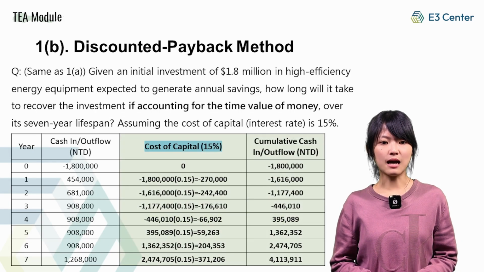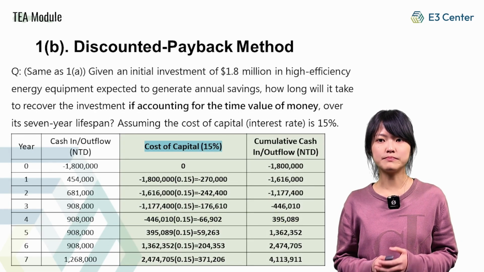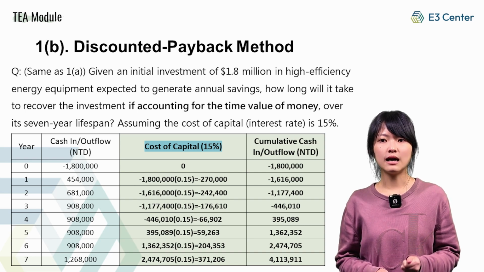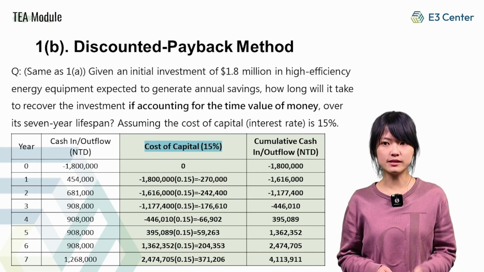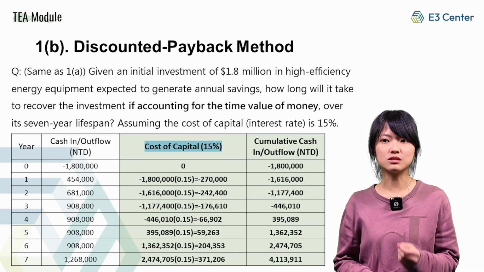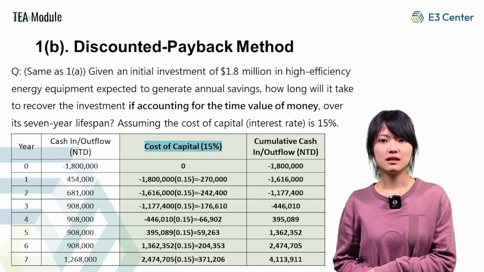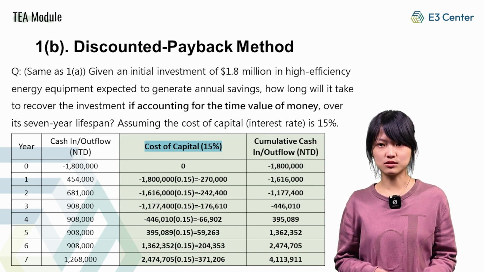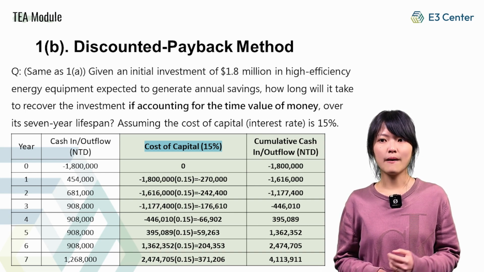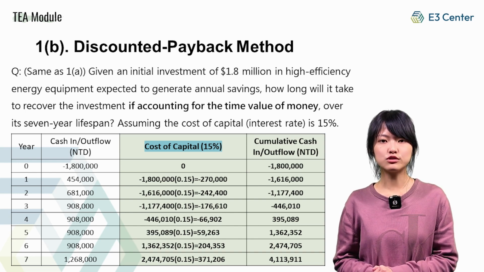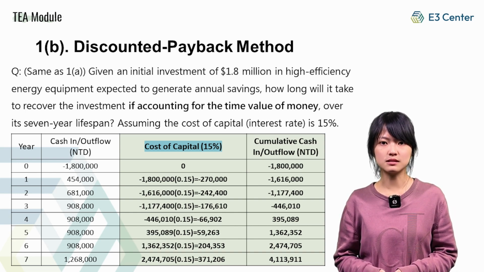So the other type is called the discounted payback method, which incorporates the time value of money and calculates the number of years needed to recover an investment with consideration to the time value of money. Let's look at the example, the same as the one we just saw on page 5. But here we are asked to account for the time value of money, which is assumed to be 15%.